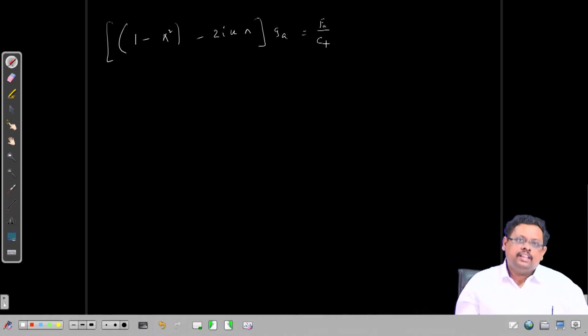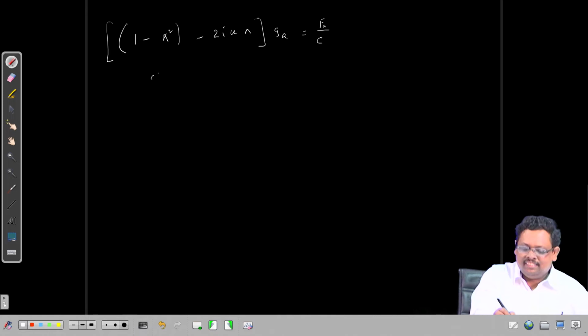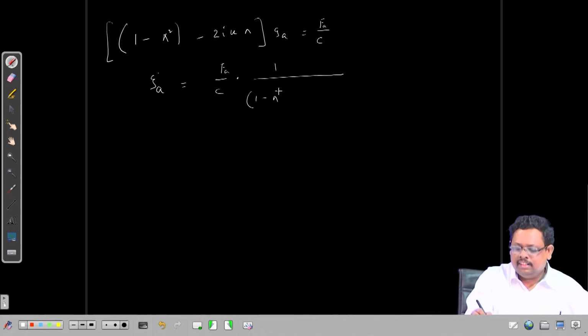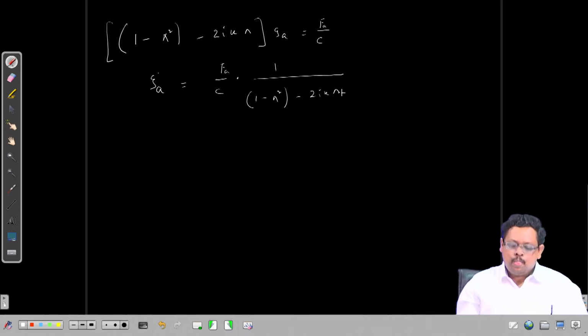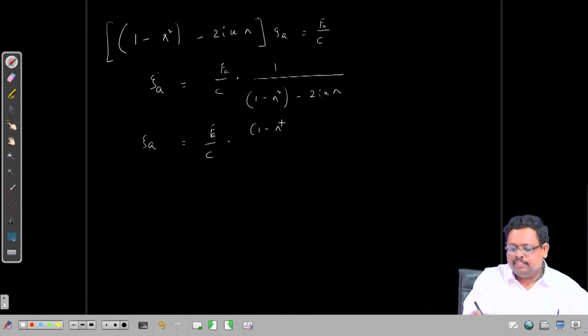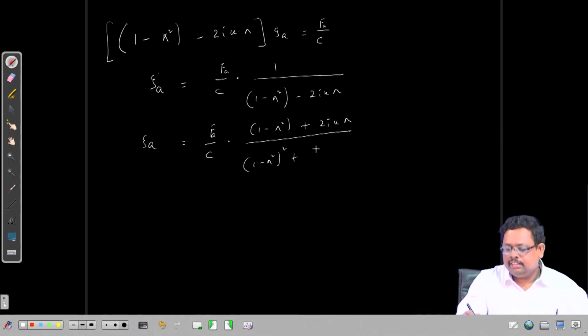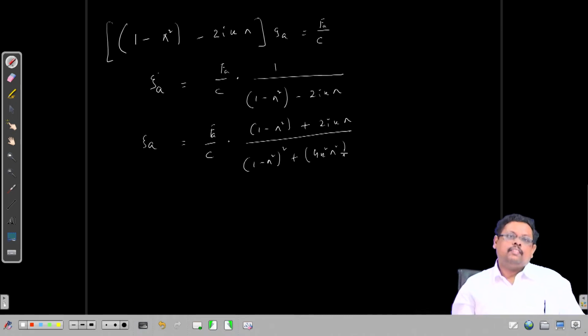Now, you see it is a very nice equation that we are getting. So, finally, we find that xi a is equal to f a by c multiplied by 1 upon 1 minus gamma square minus 2 i kappa gamma. Now, I do a little bit more manipulation: I write the complex conjugate. So, I get f a by c times 1 minus gamma square plus 2 i kappa gamma, divided by 1 minus gamma square whole square plus 4 kappa square into gamma square, right, that we are going to get.